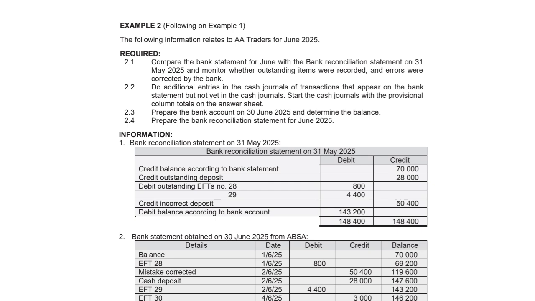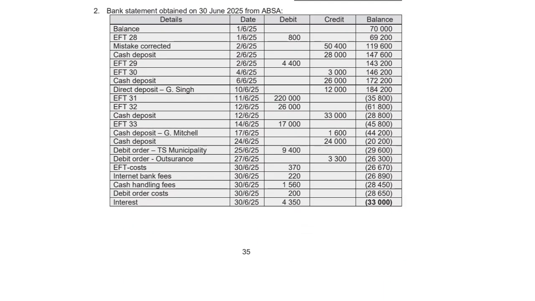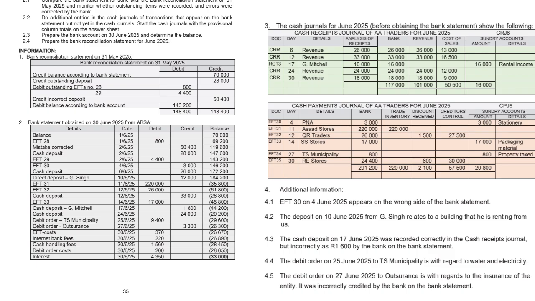Information. Number 1, bank reconciliation statement on 31 May. So I'm giving you the bank reconciliation statement for the end of May. And then number 2, I'm giving you the bank statement obtained on 30 June. So step 1 is we're going to take our bank reconciliation statement on 31 May, our bank statement of 30 June, and our 2 cash journals and tick off what has now been entered, because we only want to compile entries that have been skipped or omitted, that is not in.